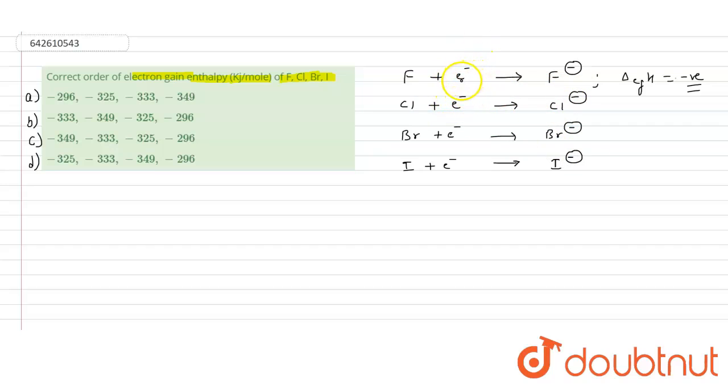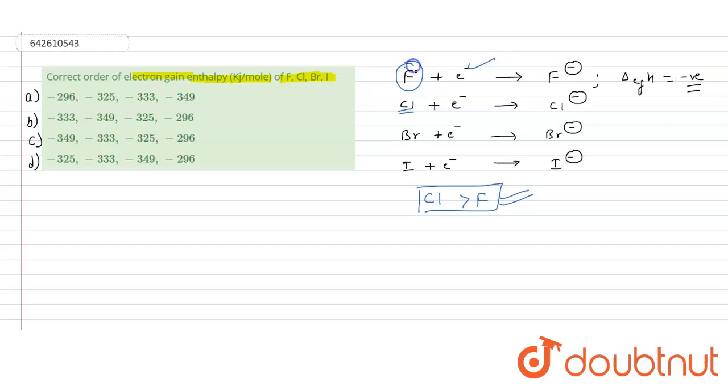Let's solve it. Fluorine is a small atom and the most electronegative element in the whole periodic table. Even though it is strongly electronegative, it has a lower electron gain enthalpy as compared to chlorine. So chlorine has a more negative electron gain enthalpy than fluorine. The reason is that fluorine has a small size, so the incoming electron feels repulsion.